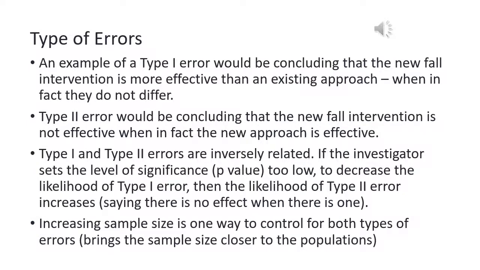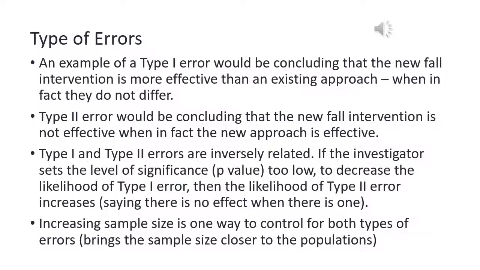So an example of a type 1 error for our example study that we've been talking about would be concluding that the new fall intervention is more effective than an existing approach when in fact they do not differ. So that would be a type 1 error. And you need to think about the clinical significance of making that type of error. Type 2 error would be concluding that the new fall intervention is not effective when in fact the new approach is effective. Most people are more concerned about type 1 error and say it's more serious. But when you're doing your research, you need to think about these types of errors and which one would be worse and which would be more significant.